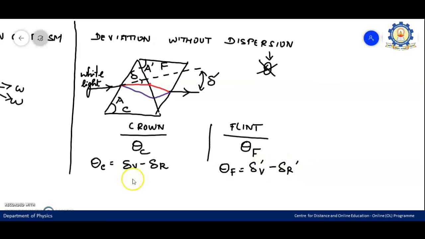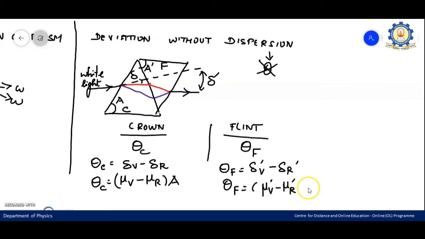The same equation can be written in terms of mu v minus mu r, the refractive indices, and the angle of the prism. So this is the equation. The same angular dispersion can be written like this. The same angular dispersion for flint can also be written in terms of the refractive indices of violet and red and the angle of the prism. So we have written the equation.